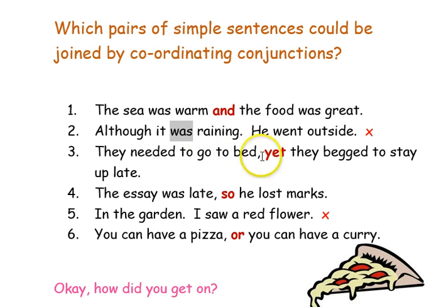They needed to go to bed, yet they begged to stay up late. The essay was late, so he lost marks. In the garden: again, there is no verb or subject here, so this is not a simple sentence. It cannot be joined to I saw a red flower with a coordinating conjunction. You can have a pizza, comma, or you can have a curry. How did you get on?